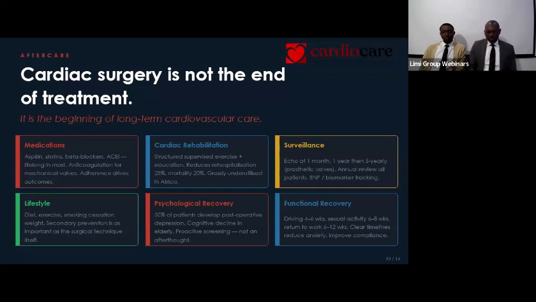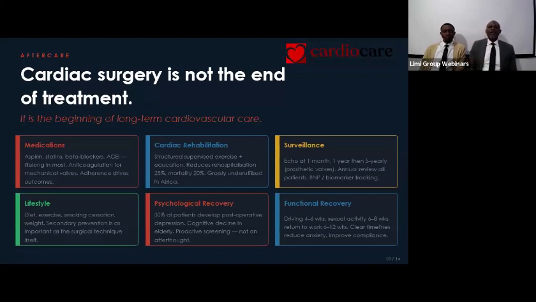After that, you have to help them get back into their usual lifestyle. So diet, exercise. Those who smoke, just ask them to stop smoking. Those who consume a lot of alcohol, we ask them to be reasonable with alcohol consumption. And then, of course, secondary prevention is very important.